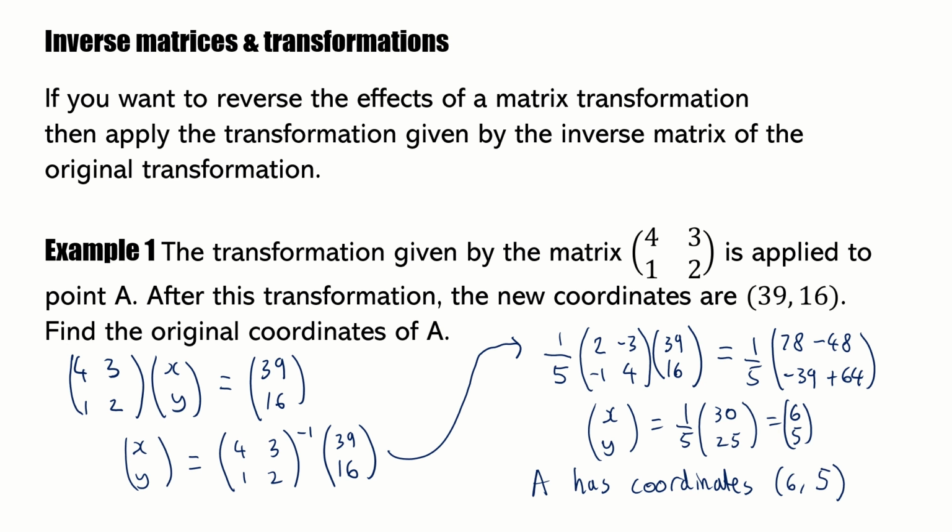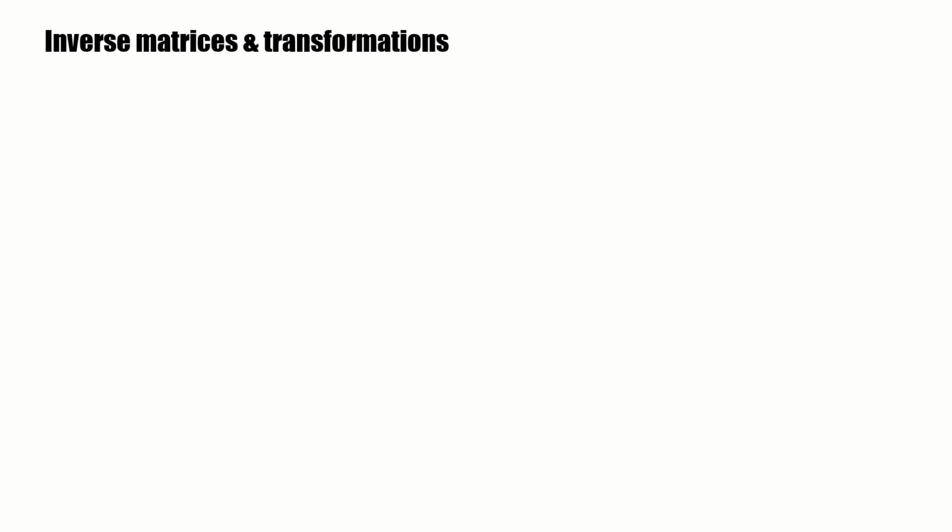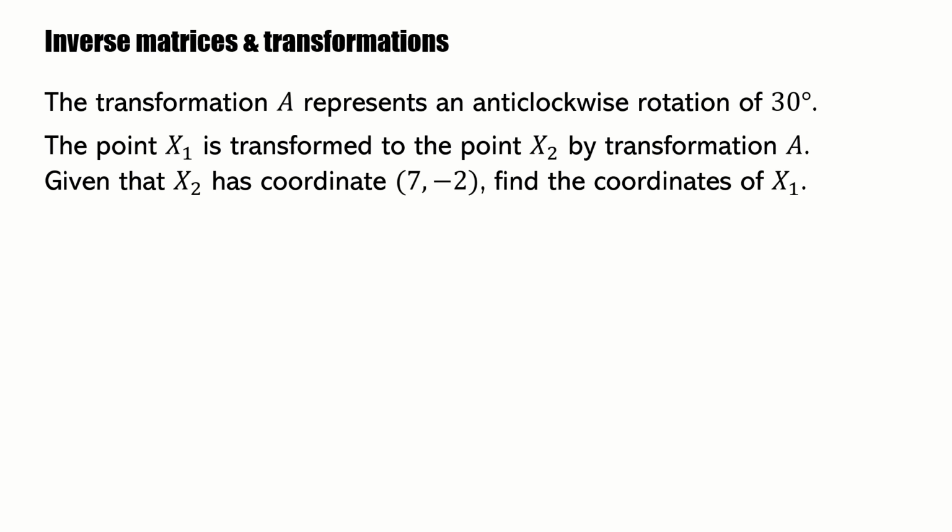Nice. But here's the thing, you don't actually always have to manually find a matrix inverse yourself if you're trying to undo a transformation. Sometimes you can just use your knowledge of what a transformation does in order to help you know what you need to do to undo the effects of that transformation. So for instance, in this example, we've got the transformation A representing an anti-clockwise rotation of 30 degrees. And so if you want to undo this effect, you could find the matrix representing an anti-clockwise rotation of 30 degrees and find the inverse of it.